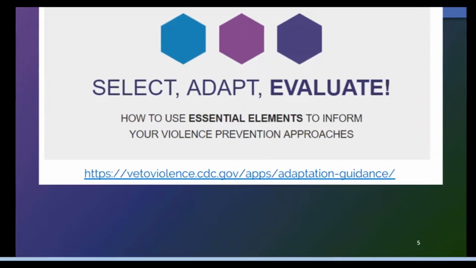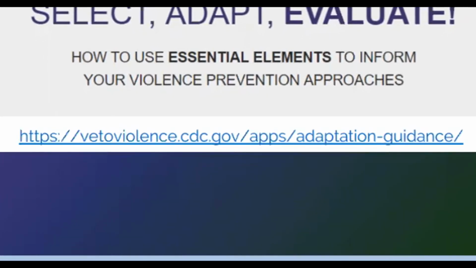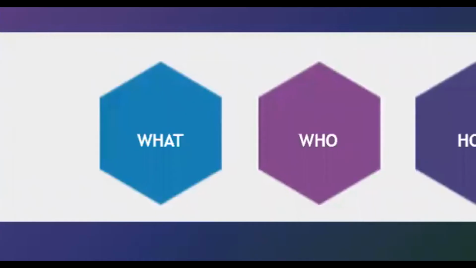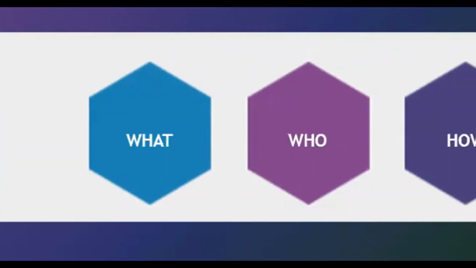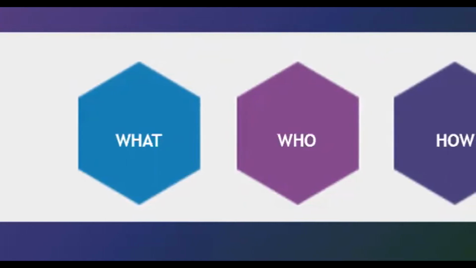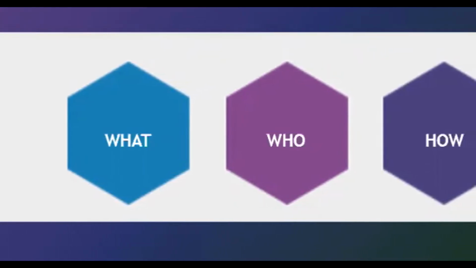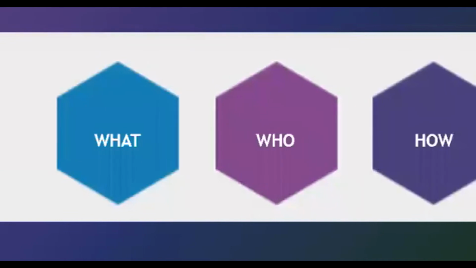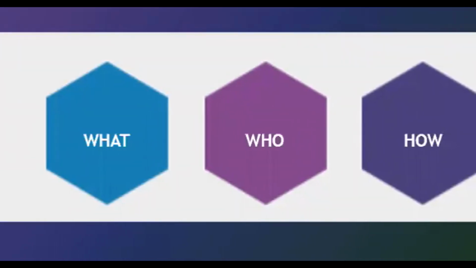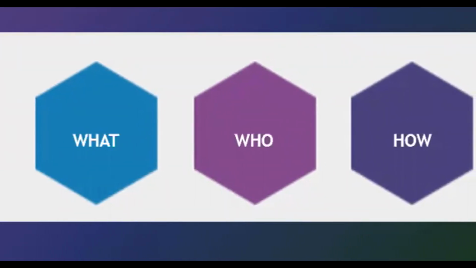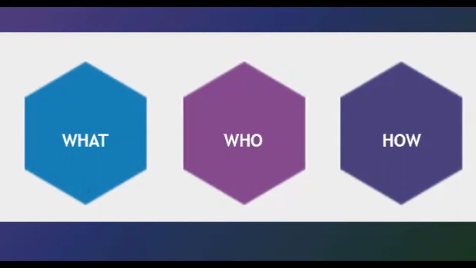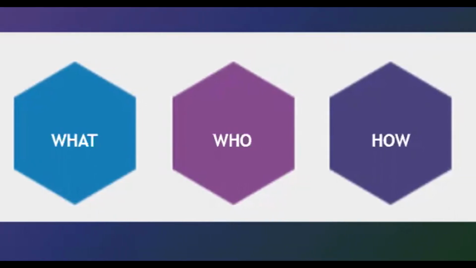Remember, the links in the slides are live and will take you to the resource, and we will include the resources in the handouts. Essential elements are the active ingredients, the what, how, and who of each program, policy, or practice, otherwise known as the PPPs, which are identified as key elements needed for achieving the intent of the PPP outcome.